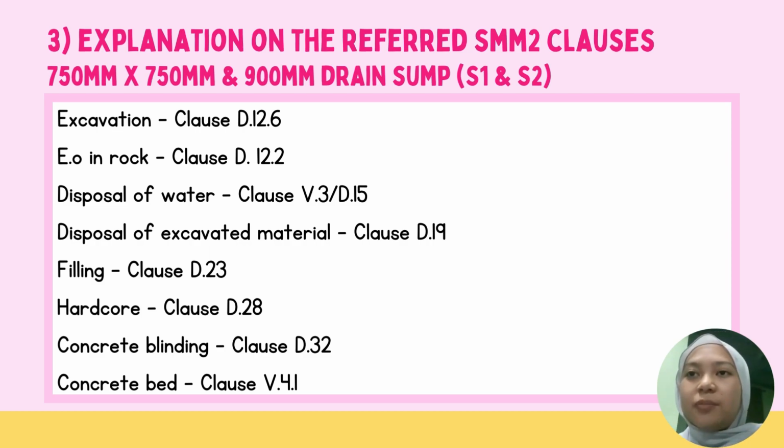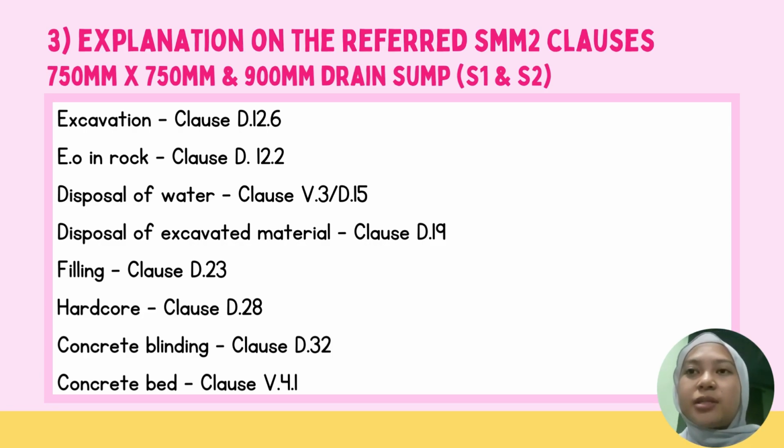The next item is hardcore, which falls under clause D.28, handpacking hardcore and the like to faces. Handpacking hardcore and the like to form vertical or battered faces over 0.25 meter height shall be grouped together and given in square meters. So for this drawing, we use meter square to measure the work.